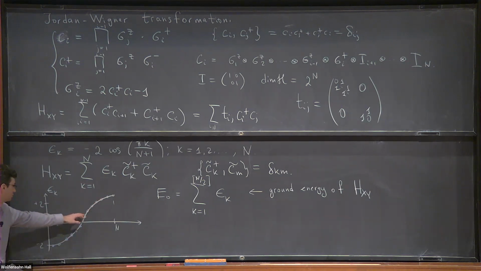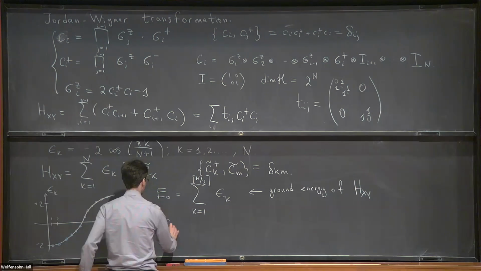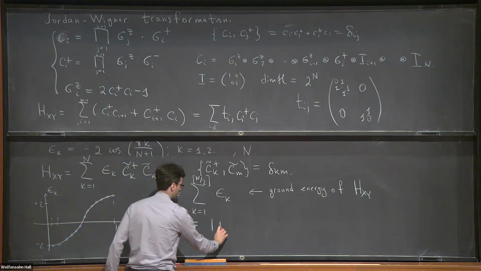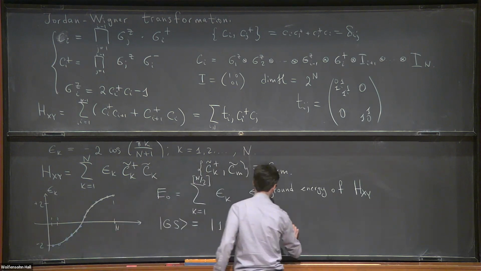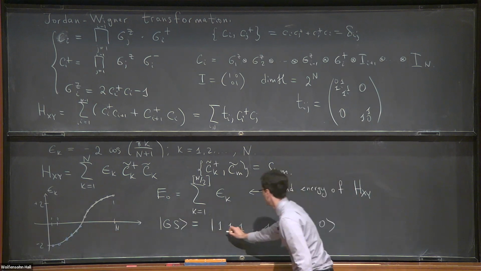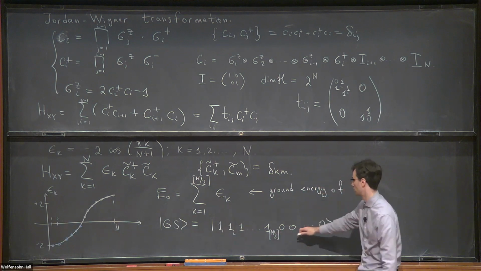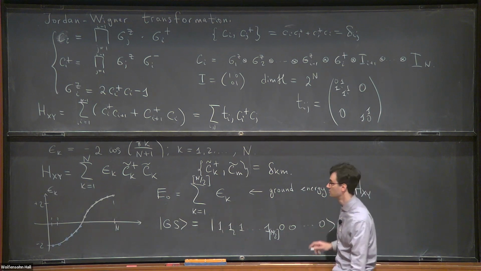I can remove one state here, and that will increase my energy, or I can combinatorially play with this Hamiltonian. The ground state corresponds to filling all the lowest energy states. I can write it in second quantization notation as 1, 1, 1, 1, 1, 1, and then 0, 0, 0, 0. So I filled all states up to n over 2, and all states which are greater than n over 2 are unfilled. So that's the ground state.